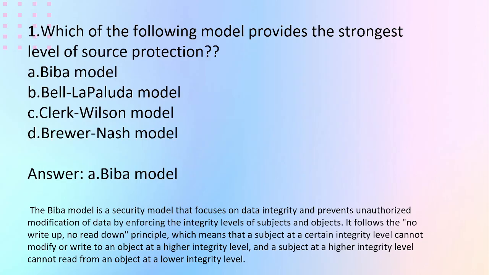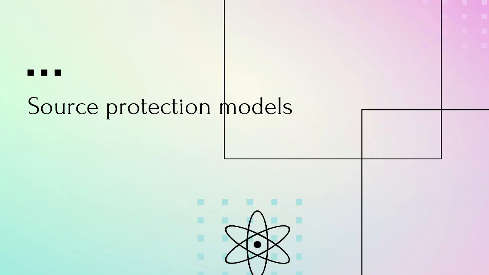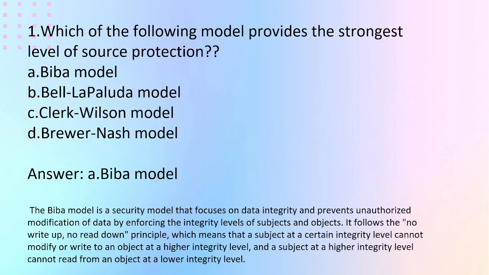Next, the first topic is security models. Which of the following models provides the strongest level of protection? And the answer is the Biba model, because it is a highly secure model that focuses on data integrity and prevents unauthorized modification of data by enforcing the integrity levels of subjects and objects.